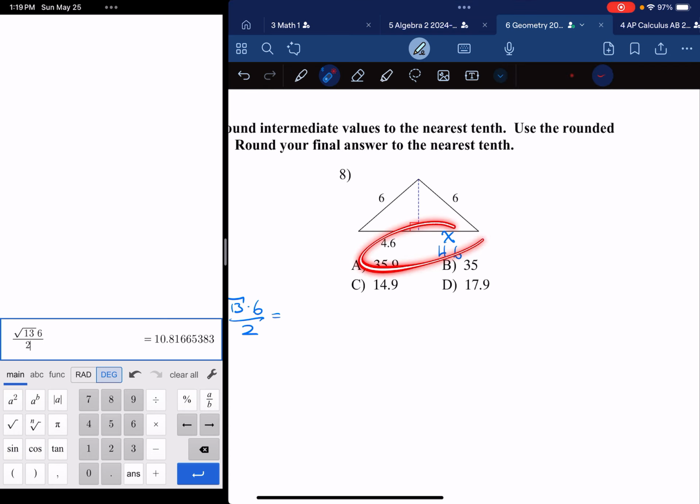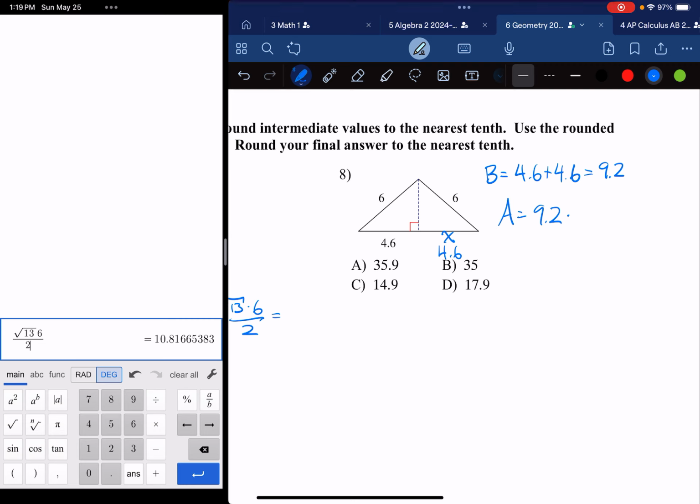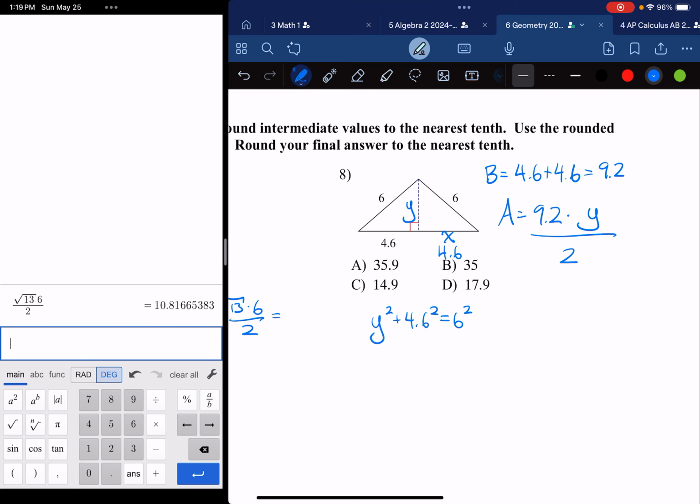Therefore, the entire base down here is 4.6 plus 4.6, which is equal to 9.2. Therefore, the area of a triangle is base 9.2 times height. We don't know the height, so I'm going to go ahead and call that y, and then divide by 2. I'll leave it as a y for now, and then substitute that out and erase it later. So what is y? Well, y squared plus 4.6 squared is going to be equal to my 6 squared. So I need to know what 4.6 squared is, and that's going to be 21.16 with my y squared.